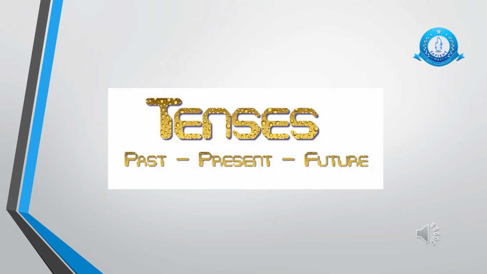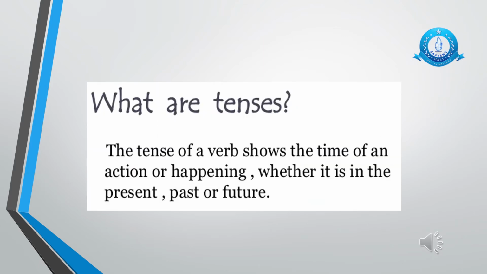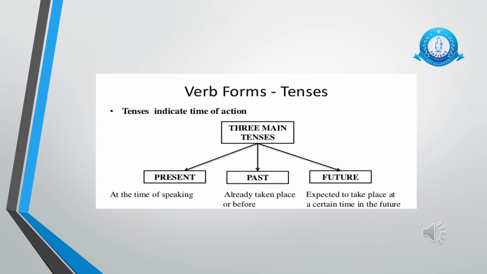Let's talk about tenses now. What are tenses? The tense of a verb shows the time of an action or happening, whether it is in the present, past, or future. A tense is a grammatical category that locates a situation in time to indicate when the situation takes place.